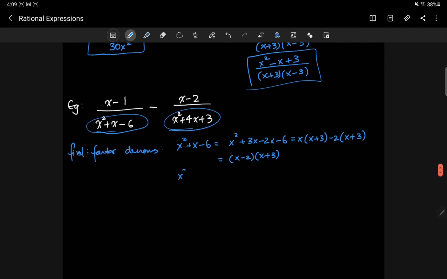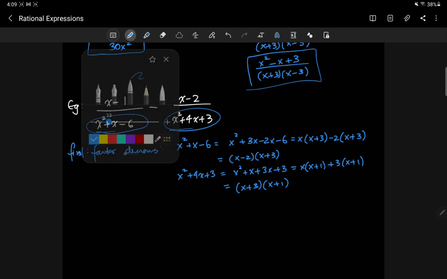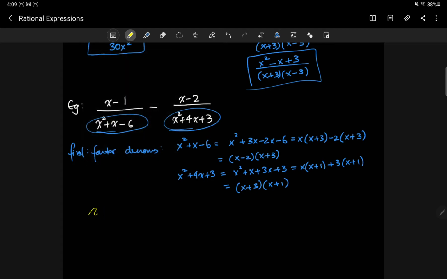And the second one is x squared plus 4x plus 3, which is x squared plus x plus 3x plus 3, which is x times x plus 1 plus 3 times x plus 1, which is x plus 3 times x plus 1. Okay, so this is standard factoring of trinomial by splitting the middle term.